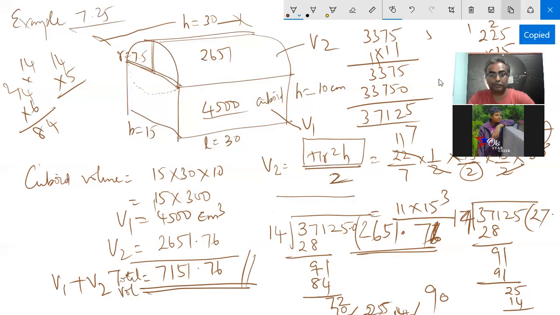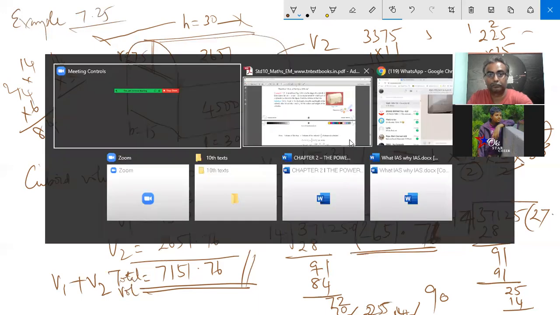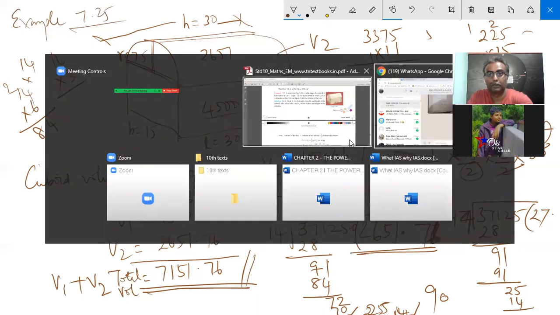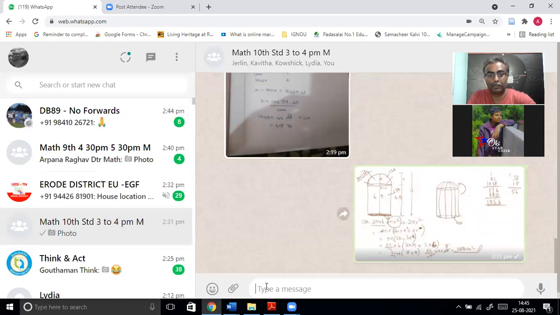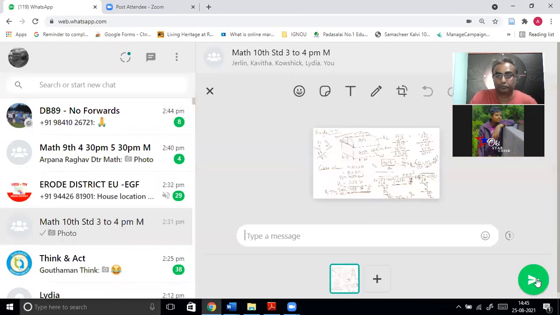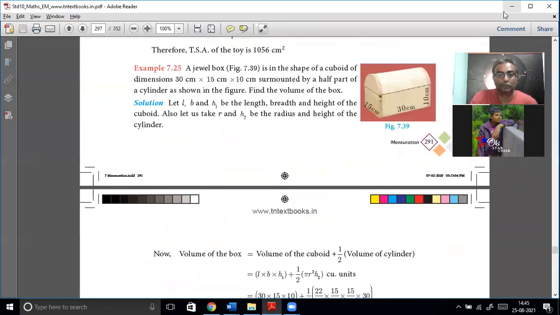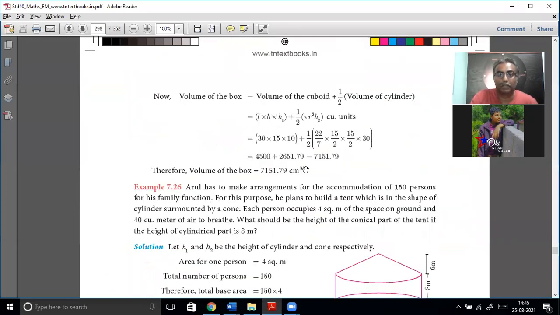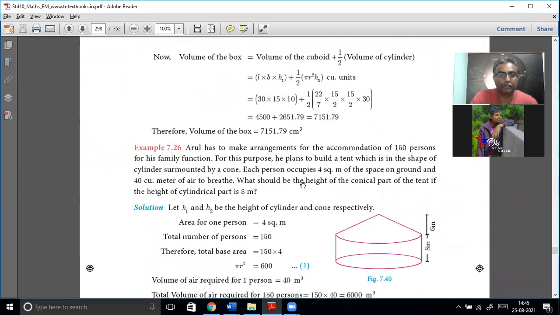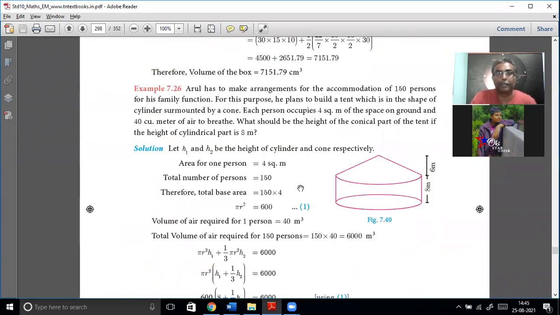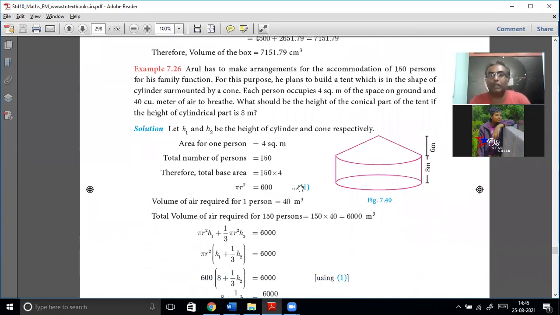Did you understand this? Yes, sir. It's kind of tricky. No, only the calculation went wrong. It was not tricky. Okay, he's saying 7.9. We are getting 7.6. Slightly different. Okay. Now, Arul has to make arrangements.